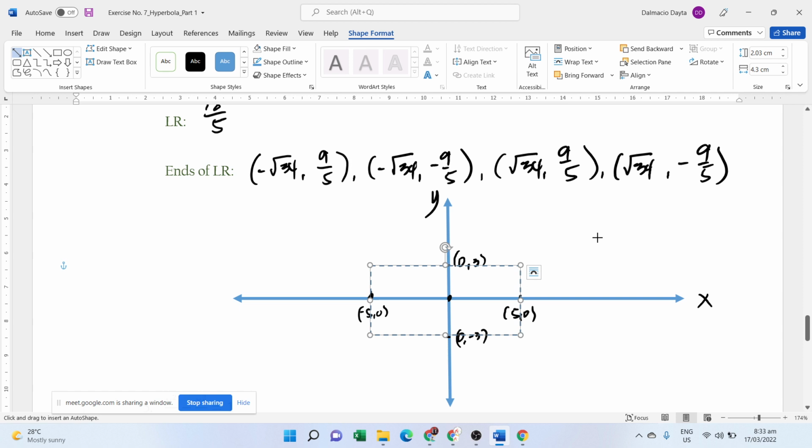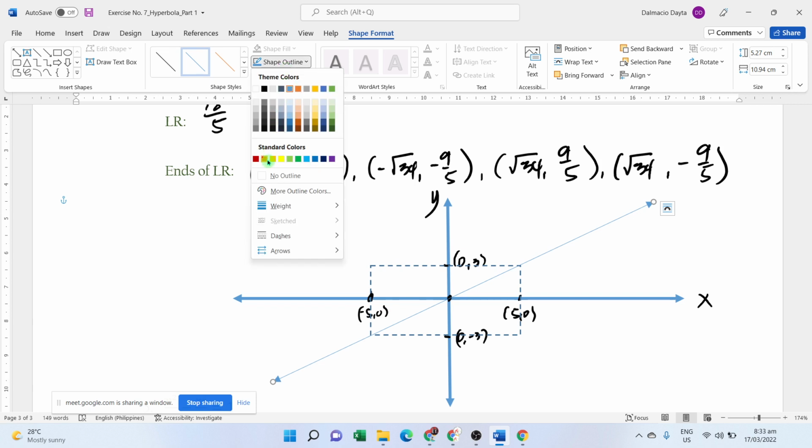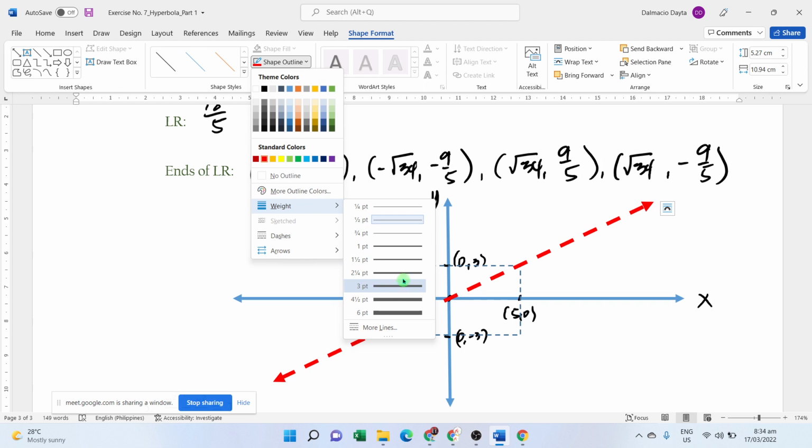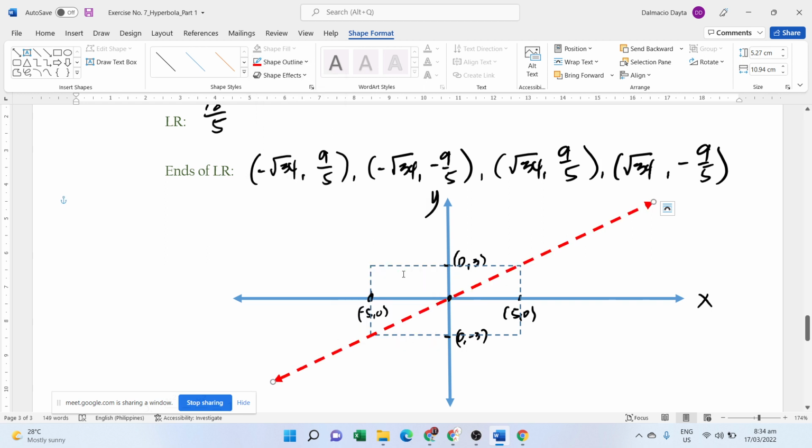The hyperbola has asymptotes. And these are lines or imaginary lines because these are not part of the graph, passing through the diagonal or diagonals of this imaginary rectangle. Ayan yung asymptote ni hyperbola. Okay? So, imaginary yan. So, dash line lang din yung gawin natin yan. Pero medyo kapalan natin para kita. Yan. Okay? Dalawa yung asymptotes niyan ni hyperbola.